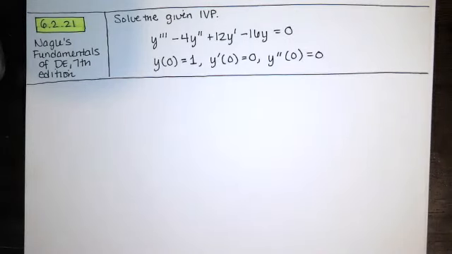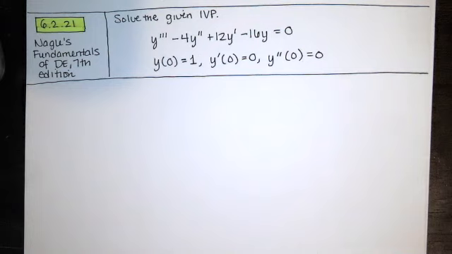In this video, we solve problem 6.2.21 from Nagle's Fundamentals of Differential Equations, 7th edition. We're asked to solve the given initial value problem. We have a homogeneous linear constant coefficient differential equation, and then we have three initial conditions.